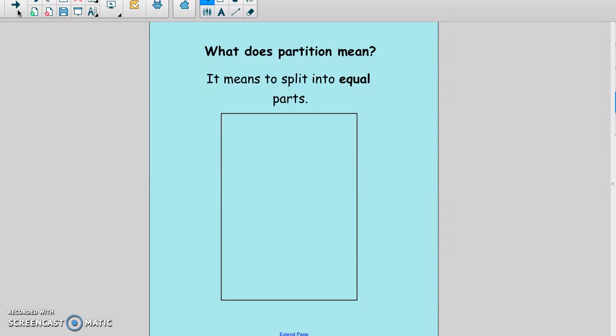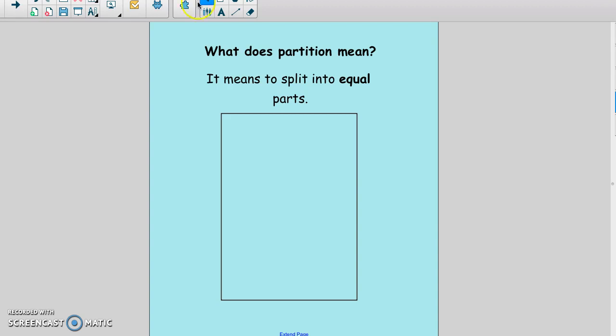And I hope that what comes to mind is that it means to split apart, but the key word here is that it's split into equal parts. So every part will have the same amount. They will be the same when we are partitioning and splitting them.